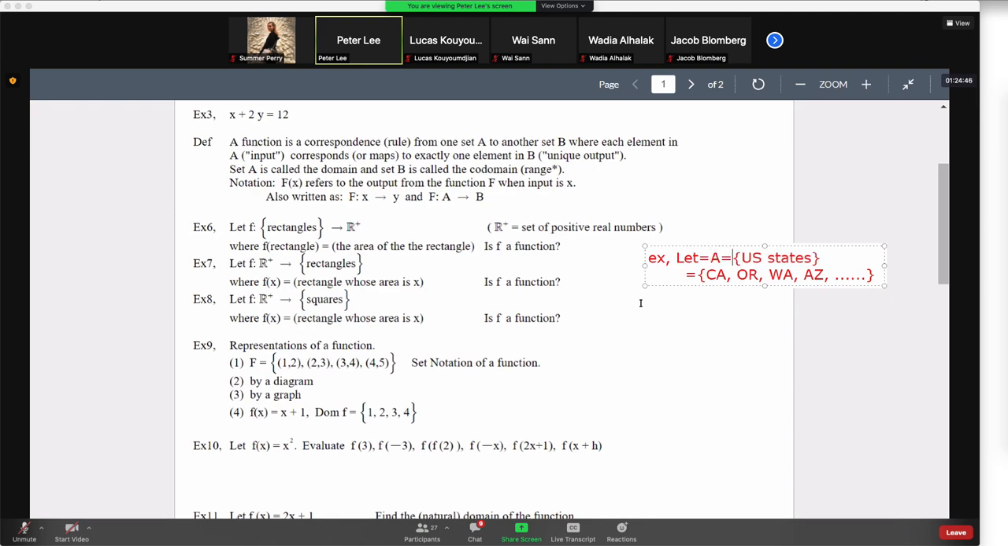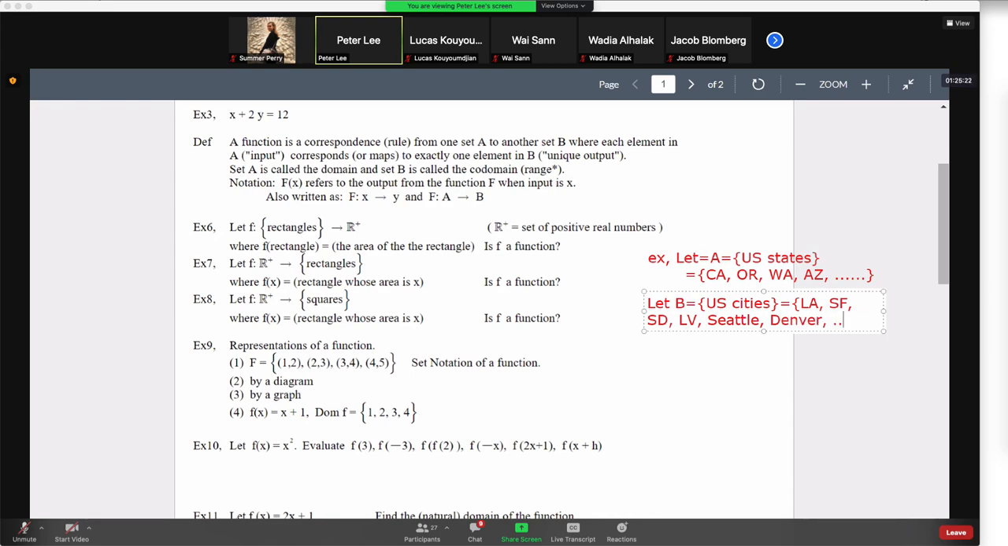And now let B be equal to US cities. So US cities, like what? We have LA, San Francisco, San Diego, Las Vegas, Seattle, and then we have Denver. Anyway, there are zillions of cities out there, right?